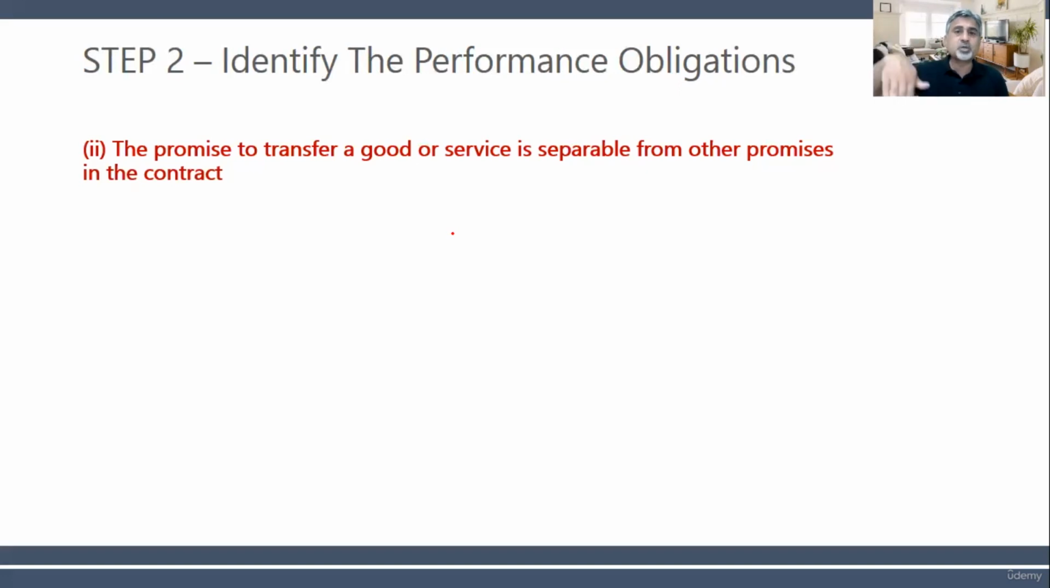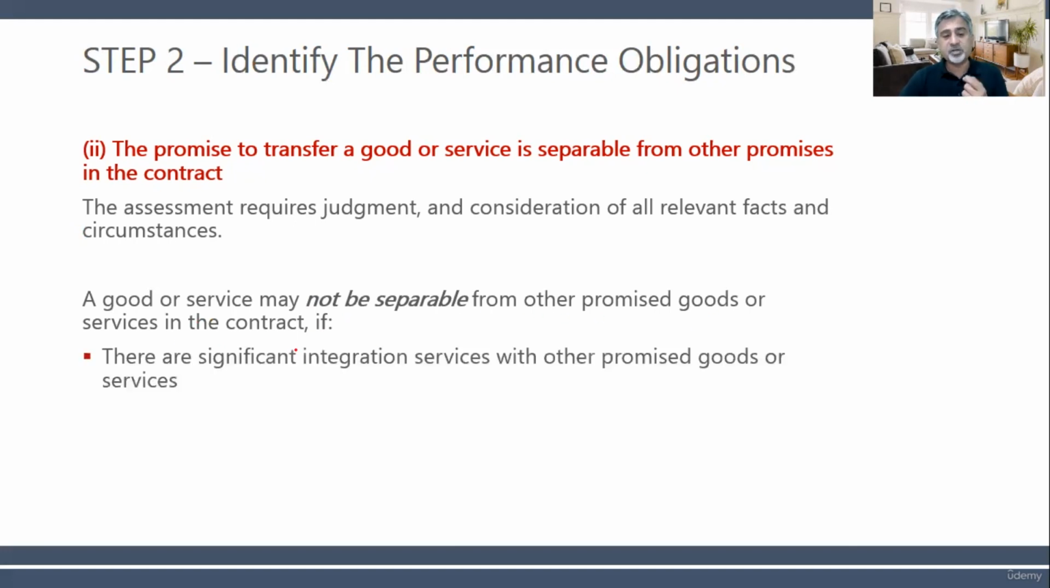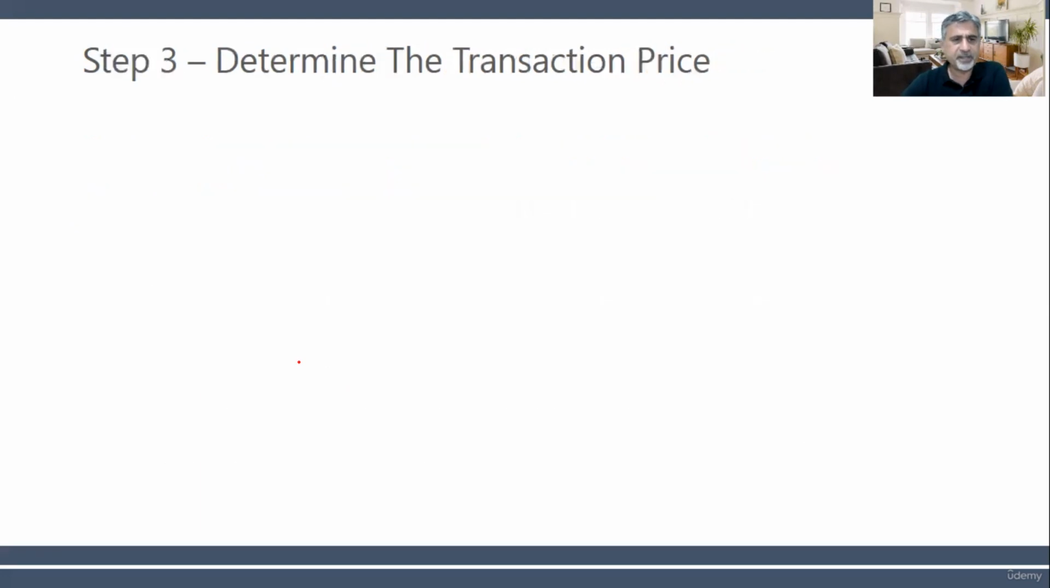But putting the glue and then the wallpaper, these are not two separate activities. Putting the glue is part of putting the wallpaper. You cannot separate them. So performance obligation must be identifiable. It must be separable. The goods or services may not be separable from the other promised goods or services in the contract if these are insignificant integration services. I explained you already. So nothing much to speak here.